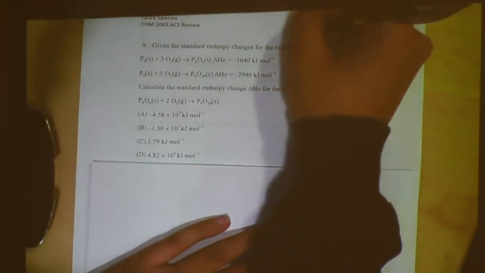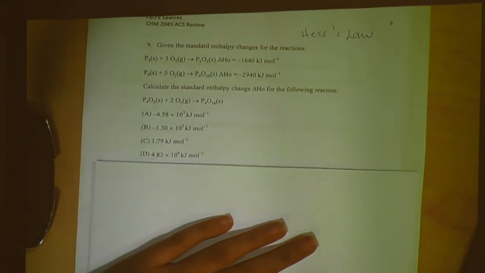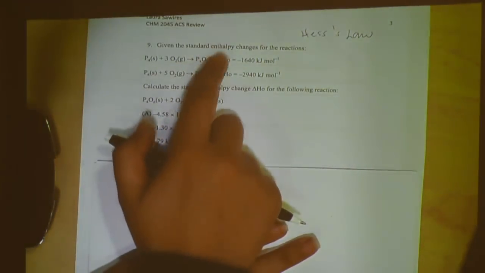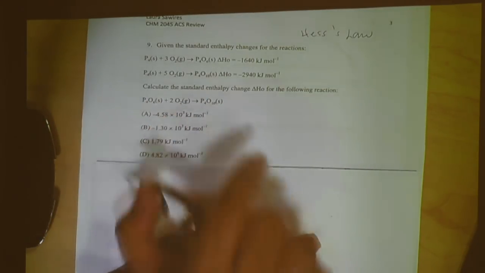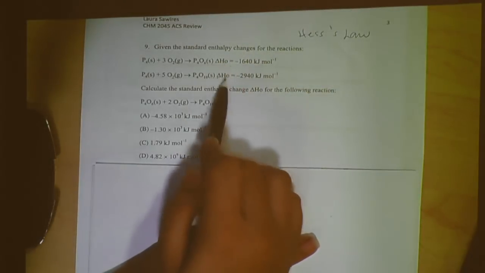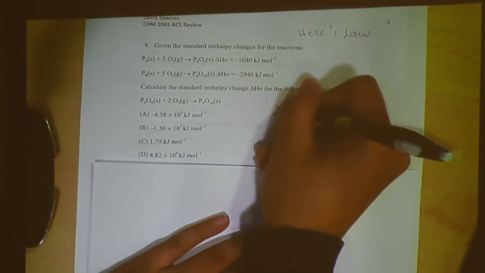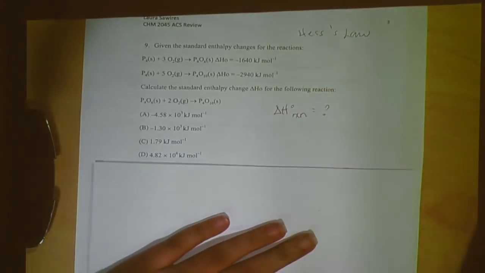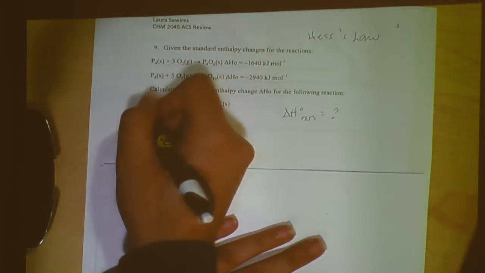So this is Hess's Law. Basically you are going to manipulate the 2 reactions that they give you to match the whole reaction at the bottom. When you manipulate the reactions, you also manipulate the delta H's. Then you add the equations and add the delta H's to give you the overall delta H of the reaction, which is what you are solving for. So the overall reaction is what you are comparing everything to.